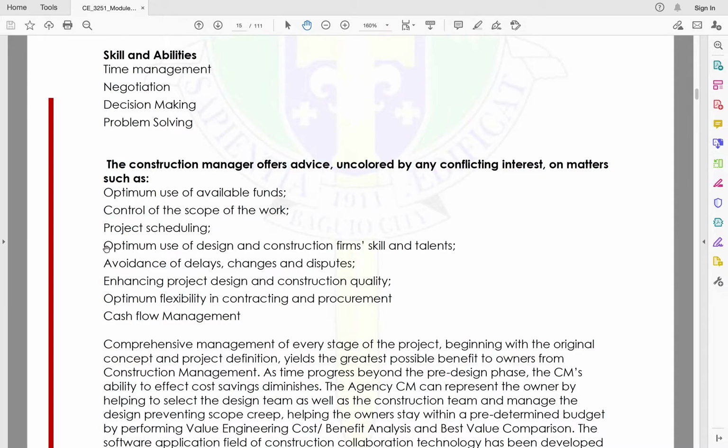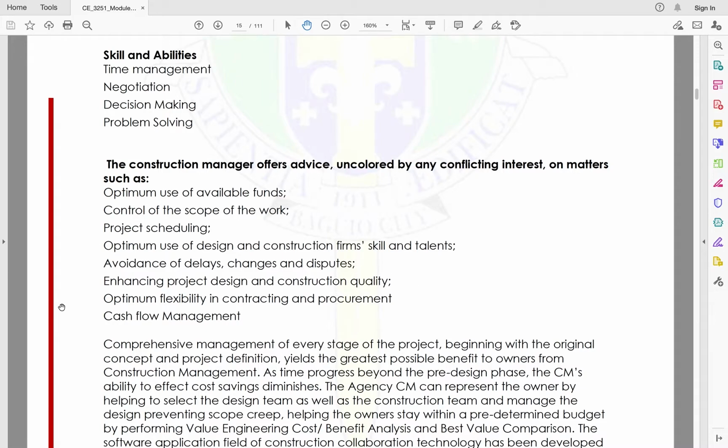Okay? Next is optimum use of design and construction firms' skill and talents. Okay? Next is avoidance of delays, changes, and disputes. So, ahead of time, dapat nakikita mo na yung possible na delays, what might be the cause of delay. And next is to deliver a quality output.